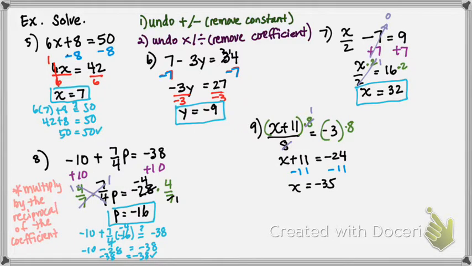So I am going to check that one. And I have negative 35 plus 11 divided by 8. Is that actually going to equal negative 3? Let's see. That's going to give me negative 24 over 8 equals negative 3. Negative 3 equals negative 3. Check. And there she blows.